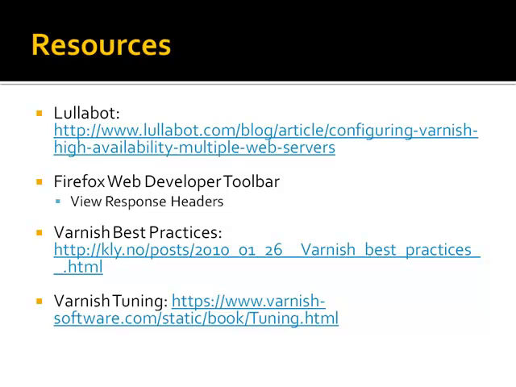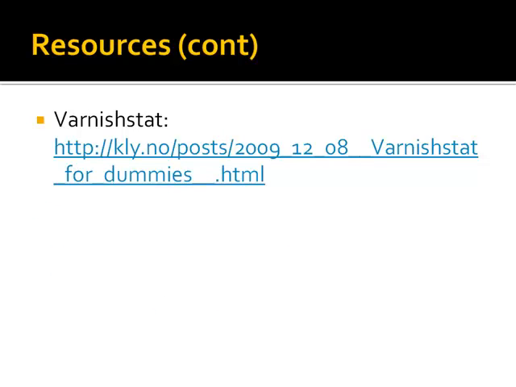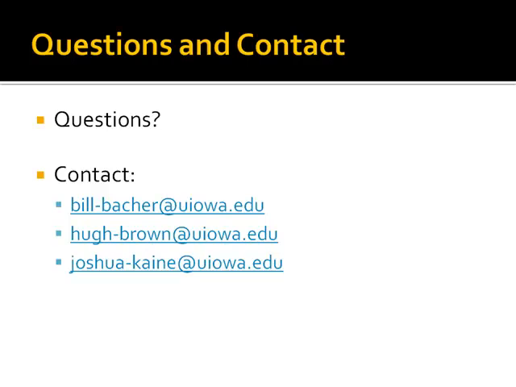We've listed some resources here. Again, the Lullaby article. Firefox Web Developer Toolbar. You can view response headers under the information. That was the key to being able to tune our VCL file. Highly recommended. If you're not using it, it's really cool. There's some articles, best practices, tuning, and Varnish stat. Anything you want to add on the resources?